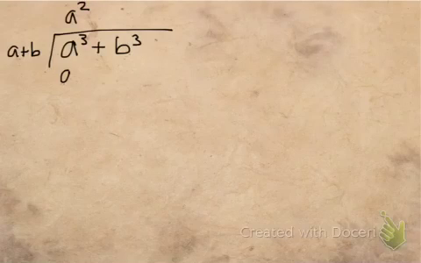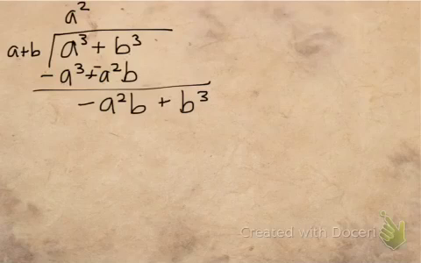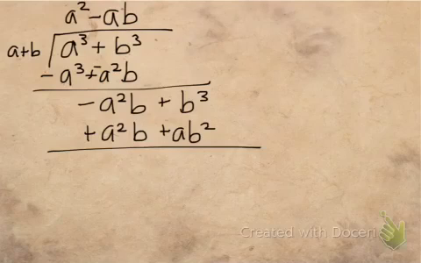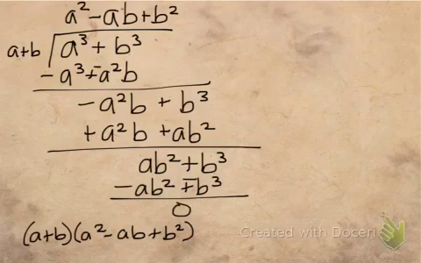First of all, a times a squared is a cubed plus a squared b. When we subtract that, we get minus a squared b and bring down the b cubed. So we're going to do minus ab. So we get minus a squared b minus ab squared. So when we subtract, we change the sign. So we get ab squared plus b cubed. So if we multiply by b squared, we get ab squared plus b cubed. Subtract those and we end up with 0. So the factored form is a plus b times the quantity a squared minus ab plus b squared.